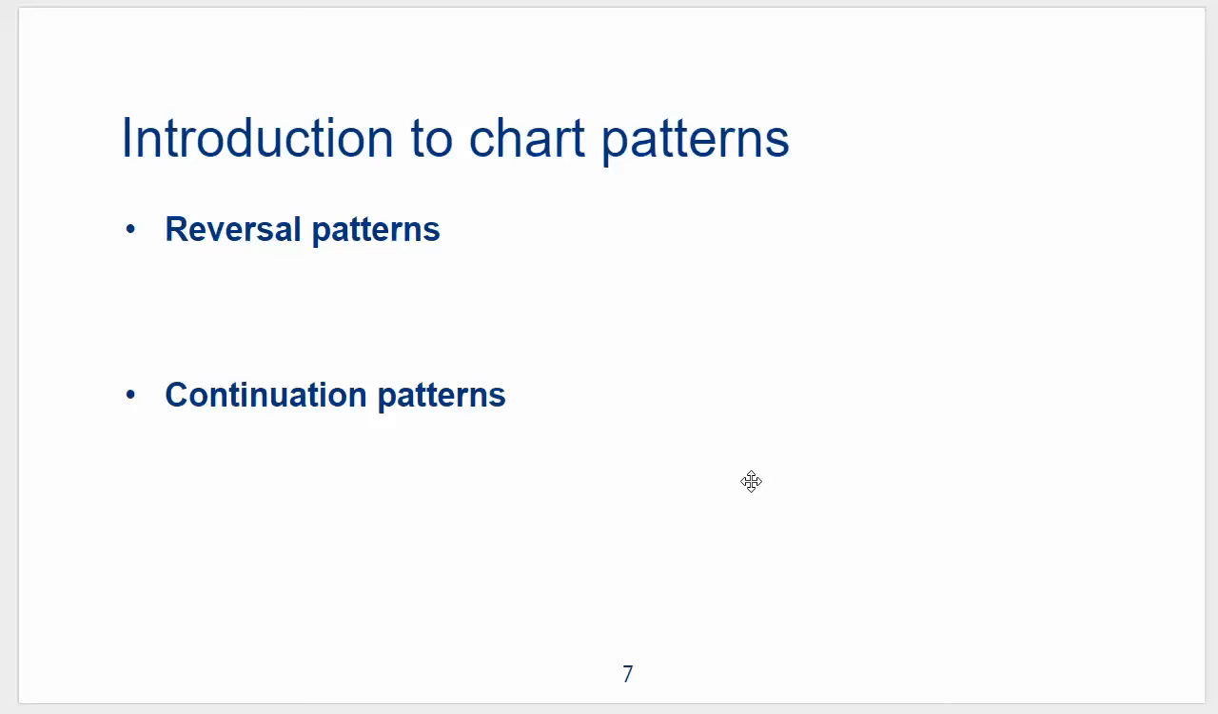Now, there are two types of patterns that we can identify, or perhaps there are three. The first is a reversal pattern, the second is a continuation pattern, and the third is one where we either have a reversal pattern or a continuation pattern. So we have patterns that can have a dual role. So they're not really a third type, they're either one of the above two.